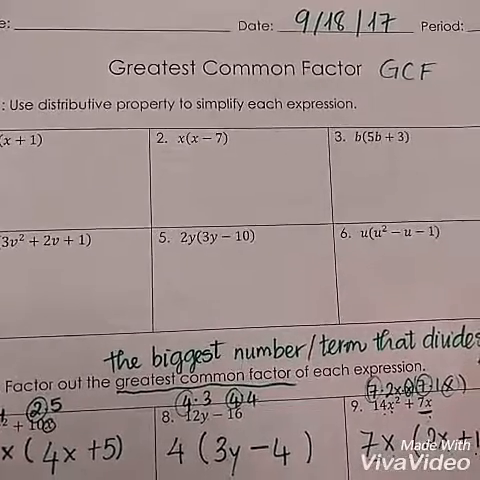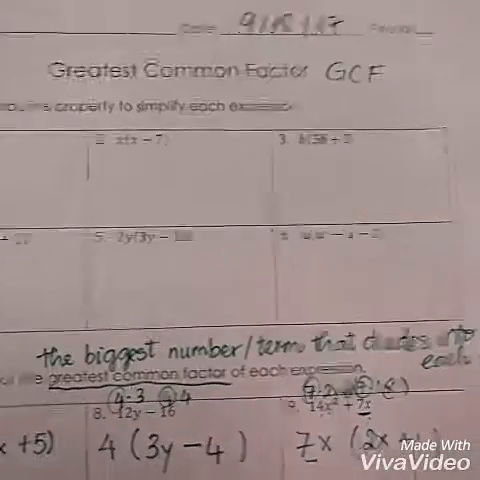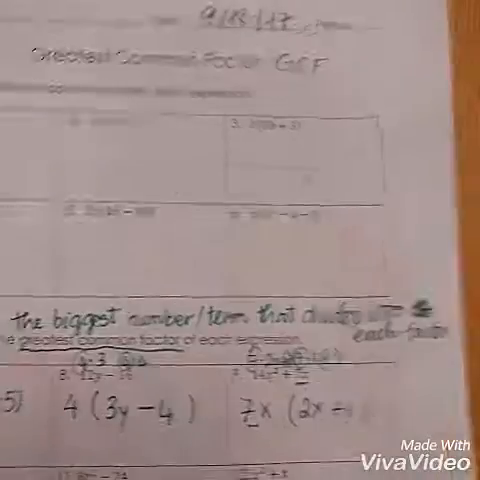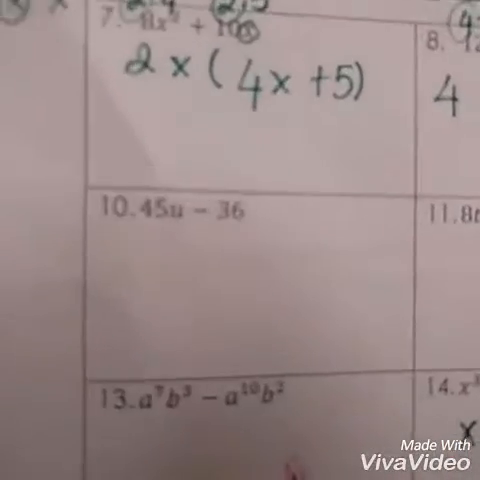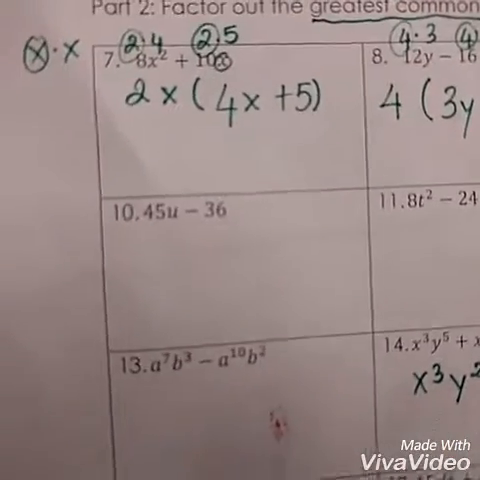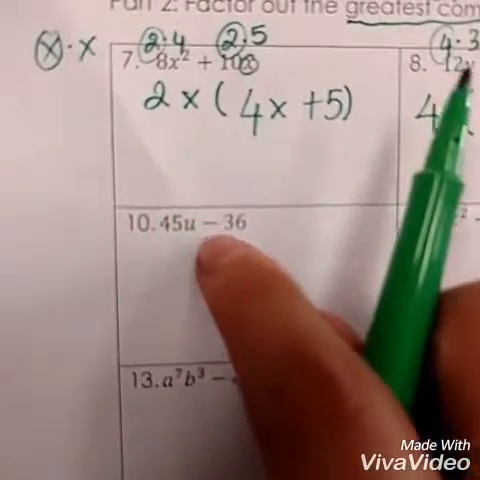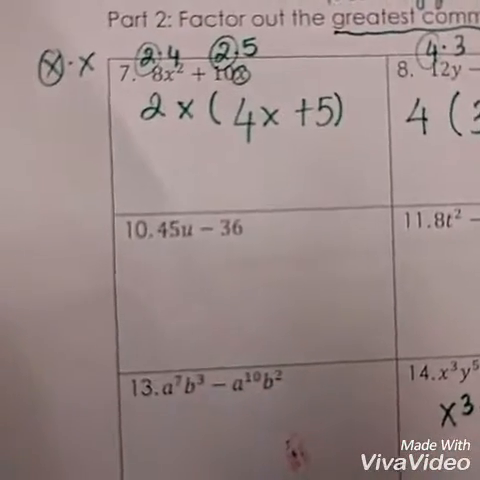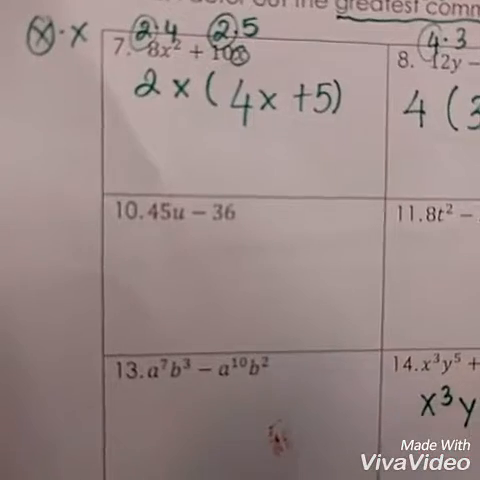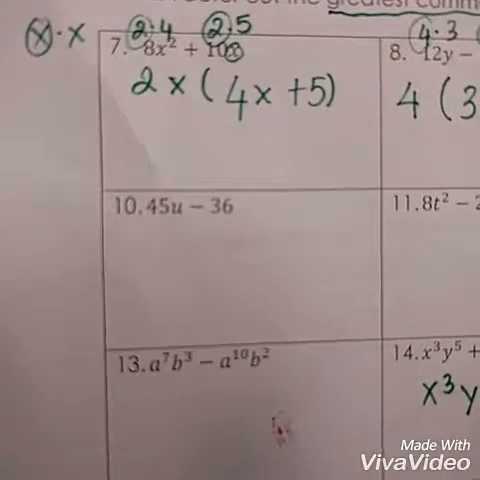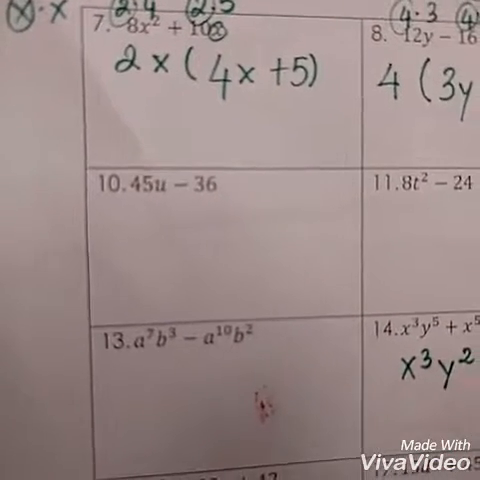Greatest common factor, GCF, is the biggest number or term that divides into each of the numbers. Okay, so let's take a look at this example right here. I have 45u minus 36. So first thing I want to do is to find a number that divides into both 45 and 36, that they both share.